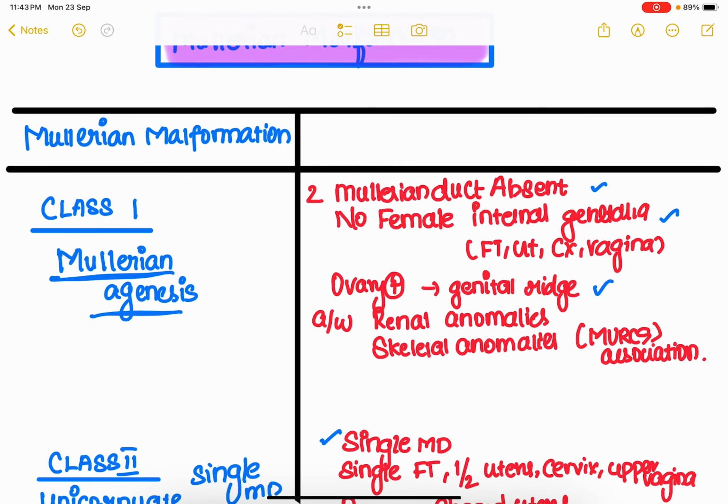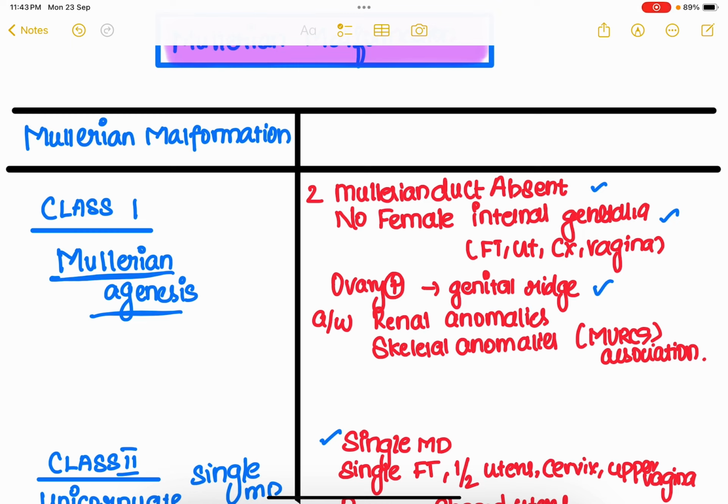So now let's start with the Mullerian malformation. They have ideally classified this Mullerian malformation into classes. There are going to be class 1 to class 7 of Mullerian malformation. The first class is all about Mullerian agenesis. So Mullerian agenesis belongs to class 1 of Mullerian malformation. Mullerian agenesis means absence.